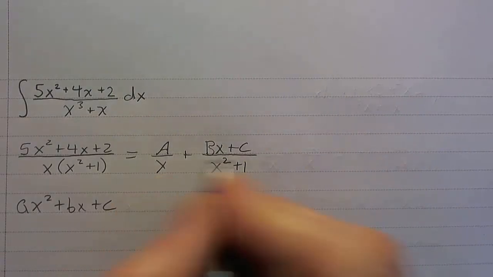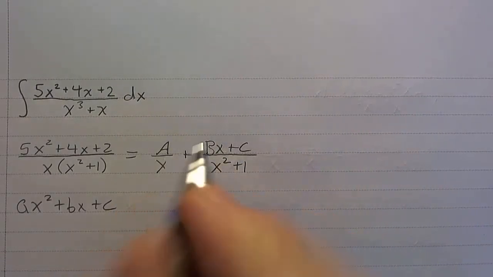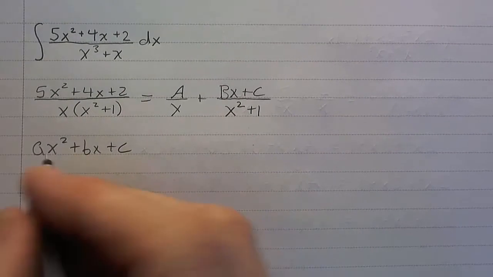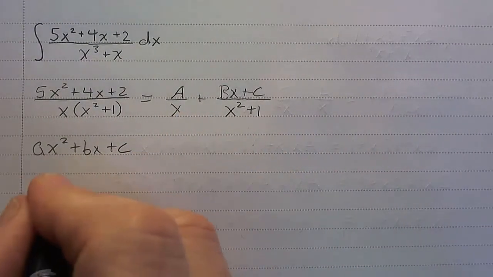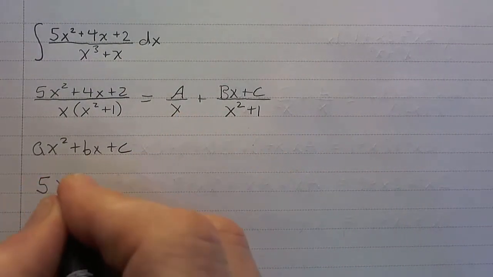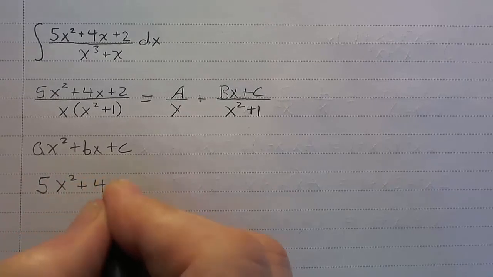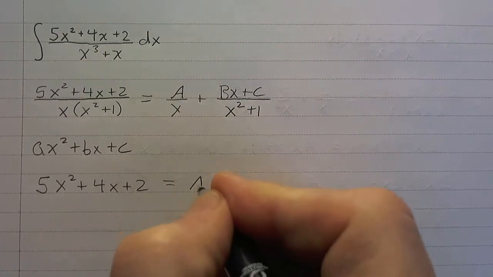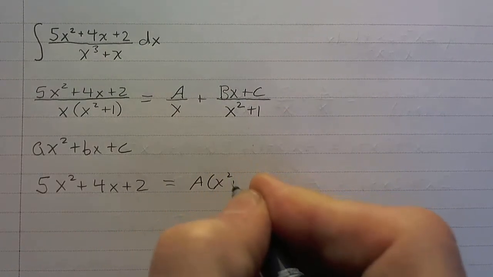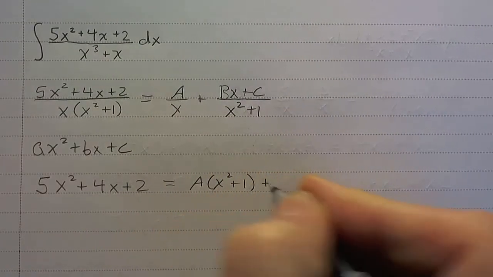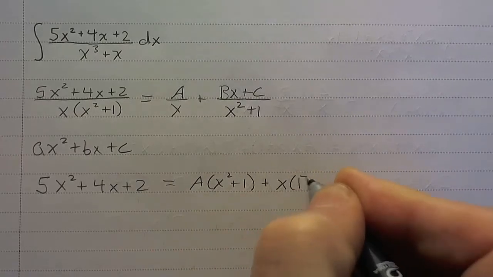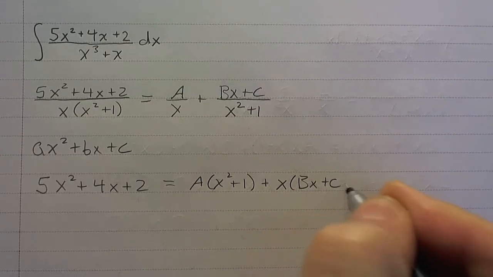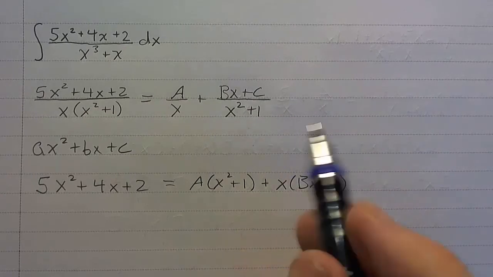Okay, that being said, we proceed as usual. Let me just concentrate on the numerator here. We've got 5x squared plus 4x plus 2. Over here, I've got a times x squared plus 1 plus x times bx plus c. See? Just like usual, we're building up the denominators.